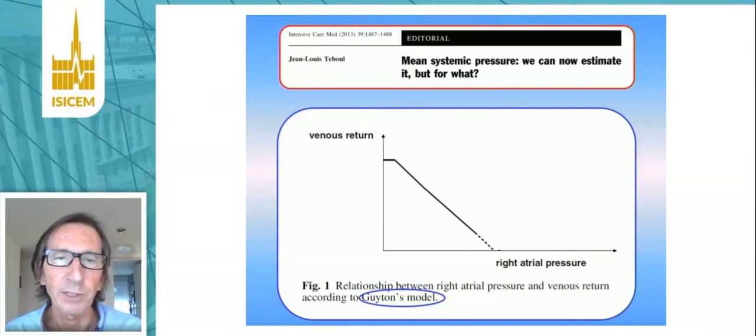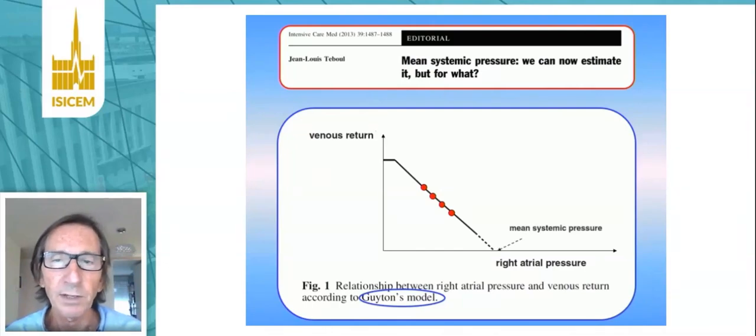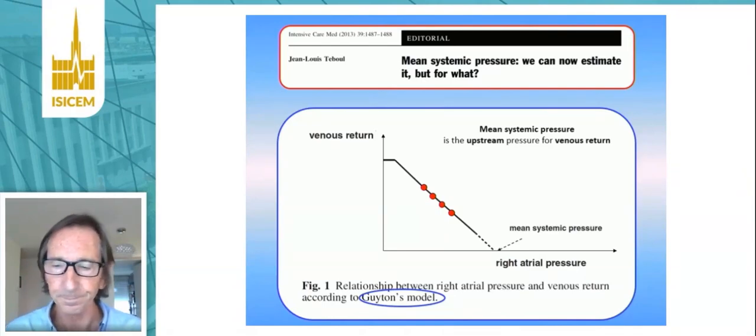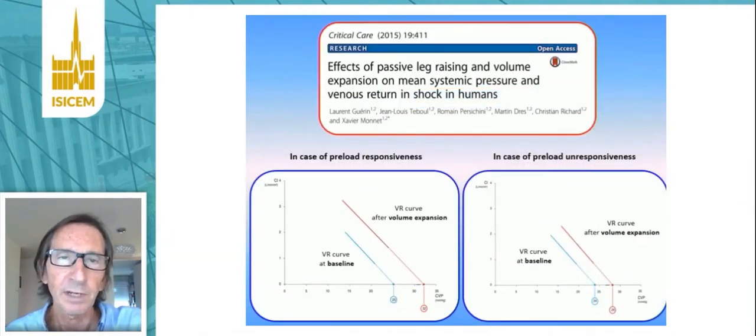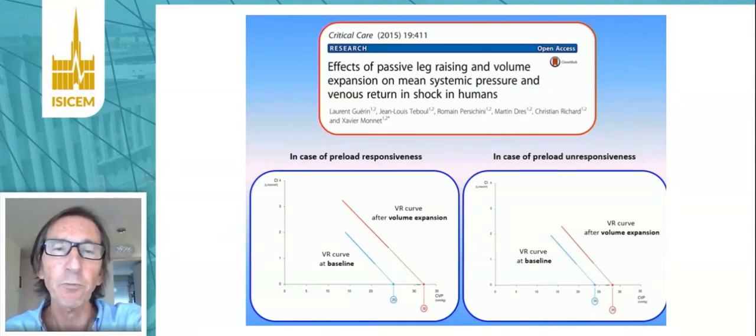This is a venous return curve with venous return on the y-axis and right atrial pressure on the x-axis. As you know, the pressure which is at zero flow, zero venous return, is called the mean systemic pressure. The mean systemic pressure is therefore the upstream pressure for venous return. And it depends on blood volume and venous tone. Interestingly, fluid infusion increases the mean systemic pressure.